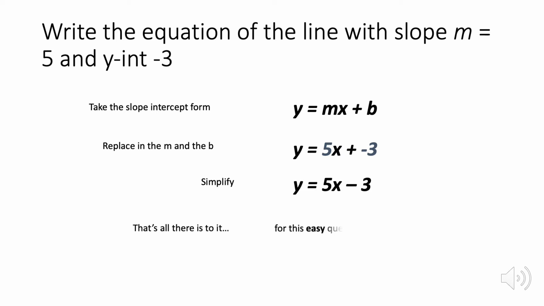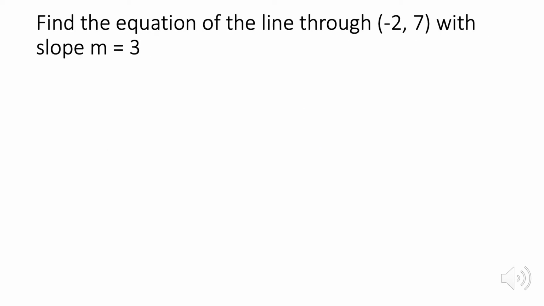Okay, next, we're asked to write the equation of the line which passes through (-2, 7) and whose slope is given, equal to 3. So this time we're given a point through which the line passes, and the slope. Unlike in the previous example where we were given the y-intercept, this time we're given the point the line passes through and the slope.